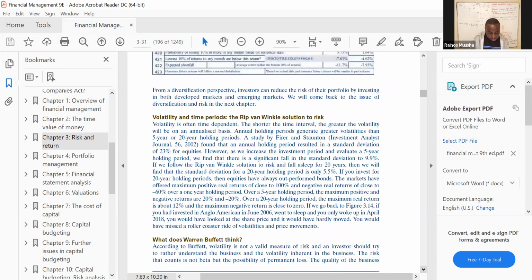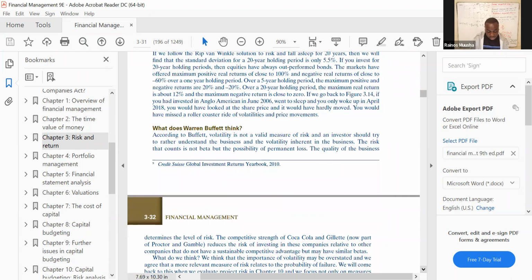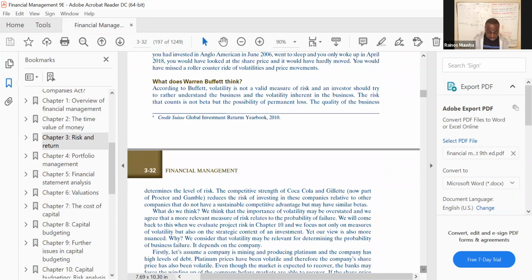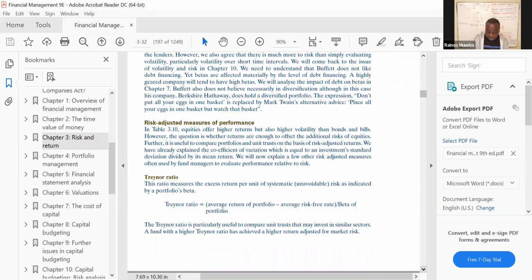Where they talk about the Rip Van Winkle solution to risk, don't worry about it. It's not something that I would say the lecturer would ask you. What does Warren Buffett think? Yes, for practical perspective, you need to know it, but for the sake of the exam, don't worry much about it.